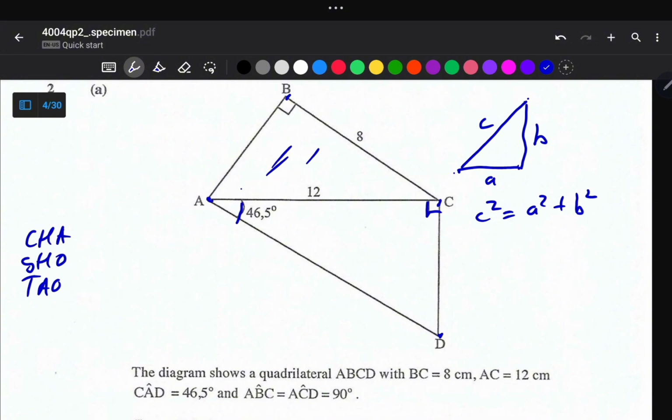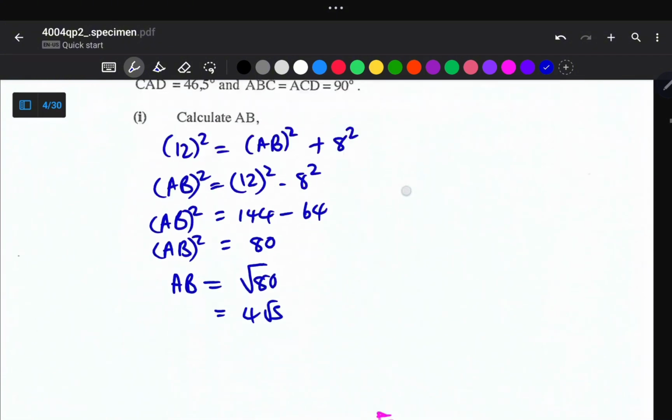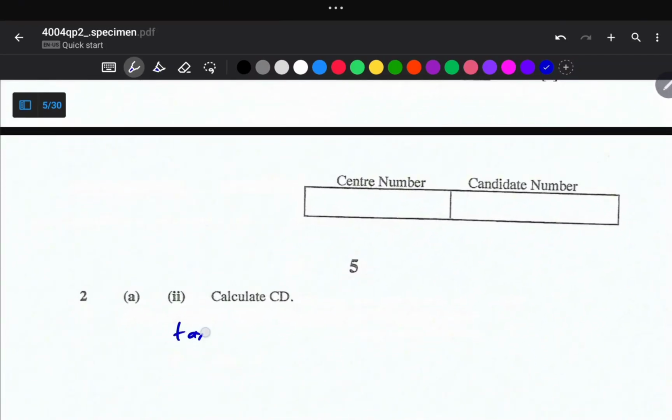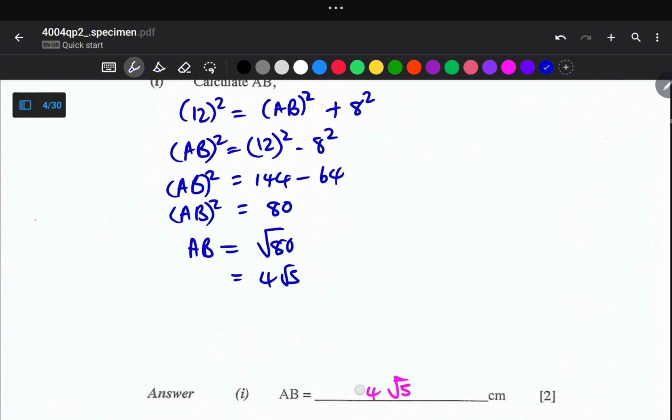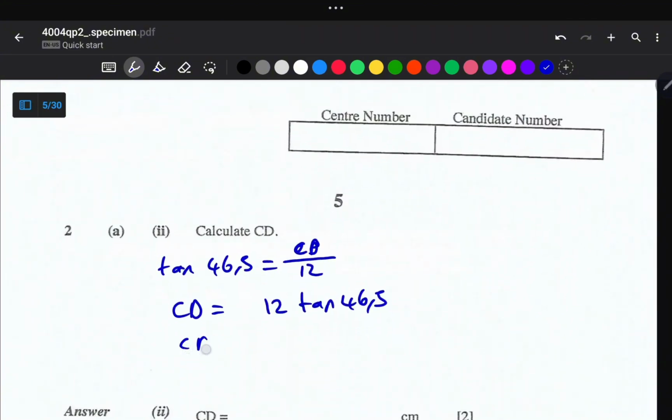If we have an angle, the opposite and the adjacent, we are going to use tan, because tan theta is equal to opposite over adjacent. Here is our opposite, and this one is our adjacent. So tan of 46.5 is equal to our opposite CD over our adjacent 12. So CD is equal to 12 tan 46.5, which is 12 multiplied by tan 46.5, equal to 12.6 centimeters.